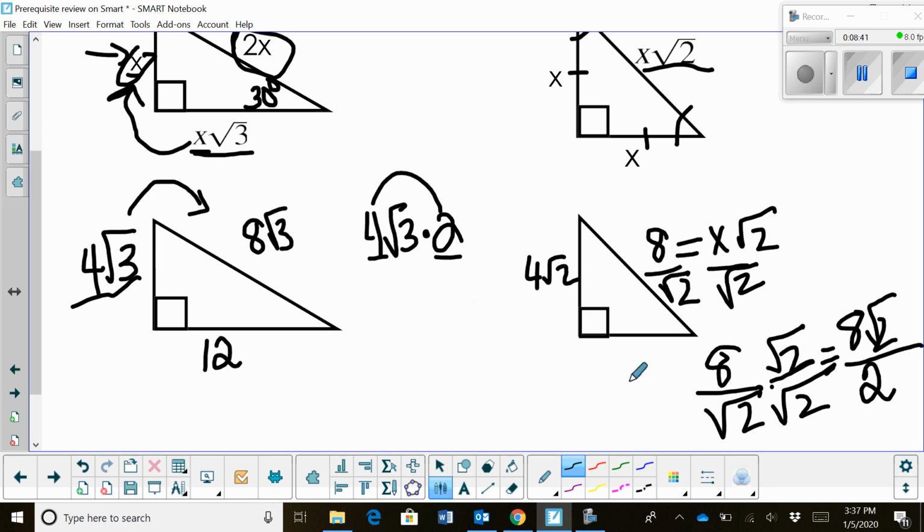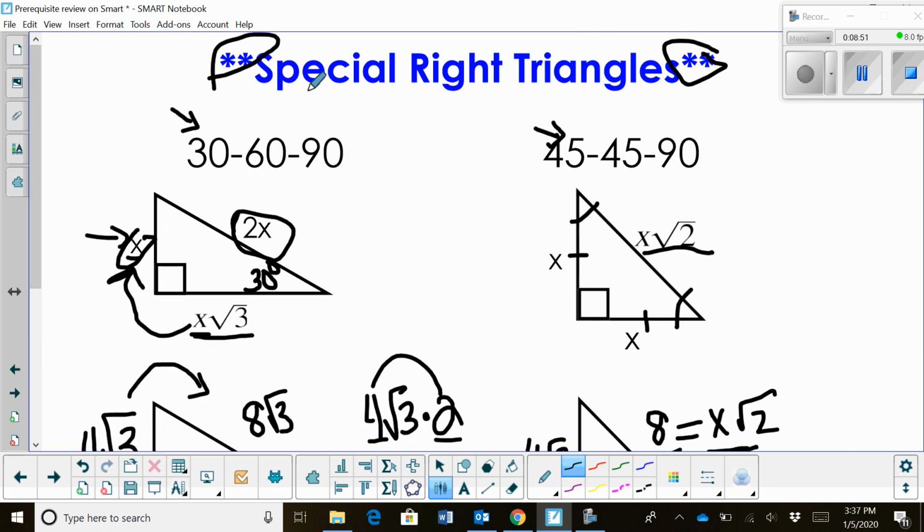Well, we know that both legs are the same. So that means this other leg must also be 4 square root of 2. And that's how you handle those special right triangles. And again, you need to know those really well.